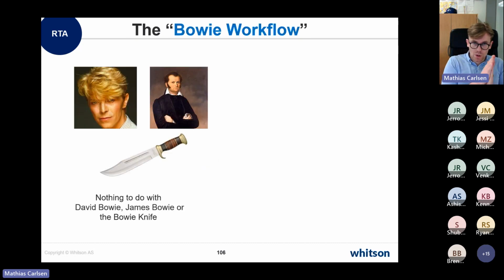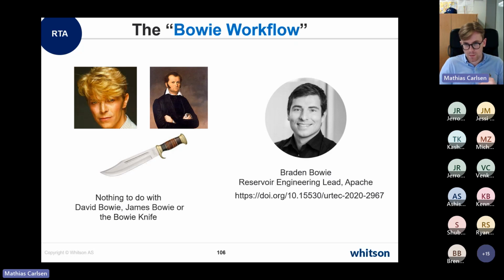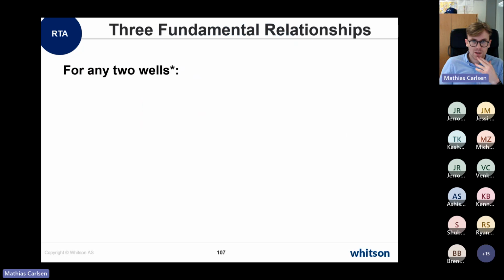So how to solve this is to use the so-called Bowie workflow, or numerical RTA workflow. It's nothing to do with any of these Bowies right here, but it's just from Braden at Apache and the paper that was presented. And for those that have read that paper, I like that paper because it basically presents 3 fundamental relationships that after you read the paper, you think, okay, that makes sense. But finding those relationships out in general is really tricky.